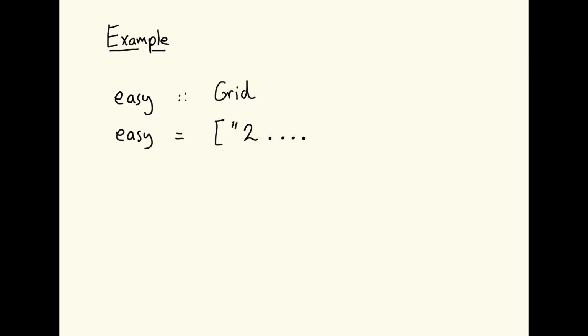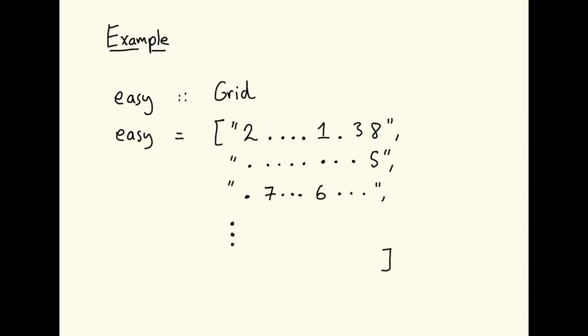So I've got a 2 and then 4 blanks and then a 1 and then a blank and then a 3 and then an 8. And that's my first line. Then I've got my second line, and what I have is 8 blanks: 1, 2, 3, 4, 5, 6, 7, 8 blanks. And then I have a 5. And then in the third line, I had a blank, and then a 7. And then I had 3 blanks: 1, 2, 3. Then the number 6. And then 3 more blanks. And so on. Okay, so if you look at the code, which is available on the web page, you'll find this grid, and in fact all the stuff defined here. So that's the easy grid.